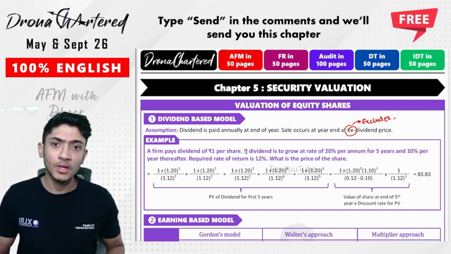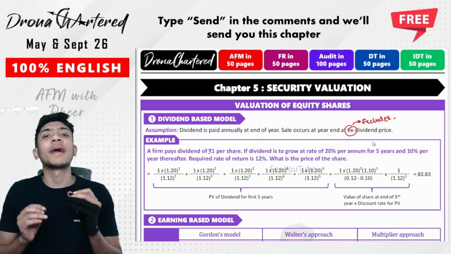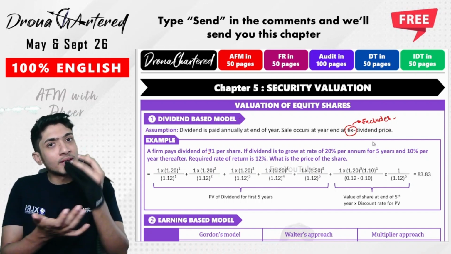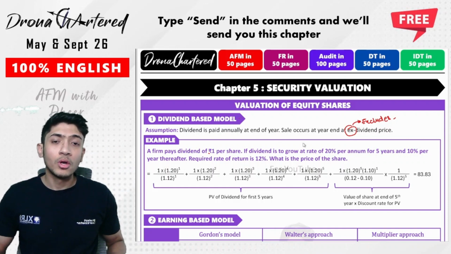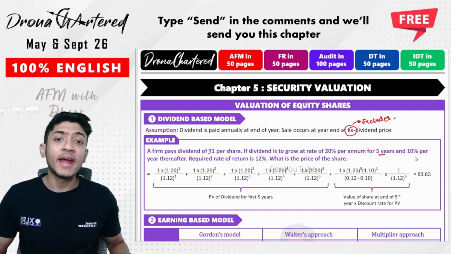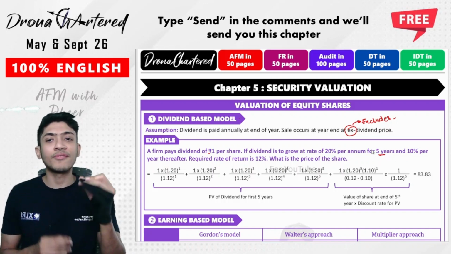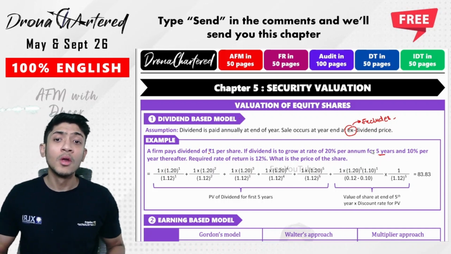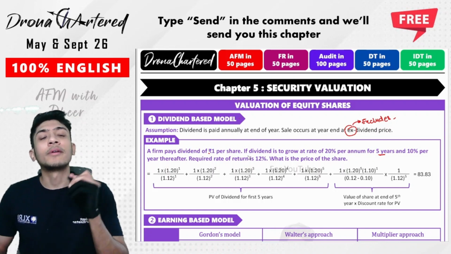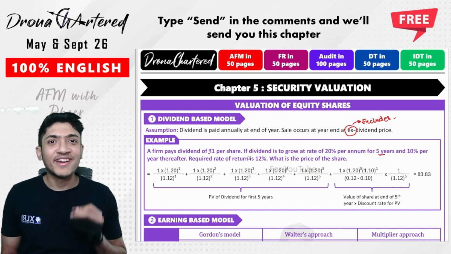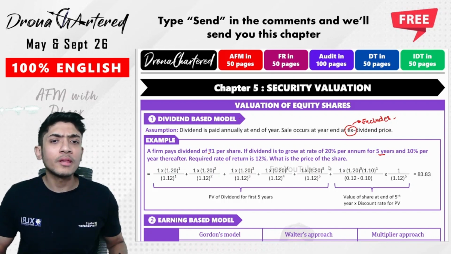Okay. If dividend is expected to grow at the rate of 20% per annum, that means first year I'll get 1 rupee, then I'll get 1.2, then I'll get 1.2 square. Okay. For 5 years and 10% per year thereafter. So, till 5 years we will get 20% growth, and after 5 years we will get 10% growth. If the required rate of return is 12%, whenever they say required rate of return is 12%, that means this is your discounting factor. What is the price of the share?